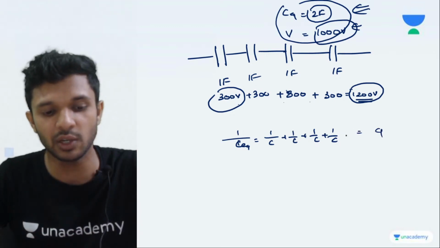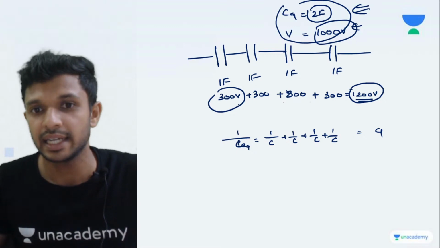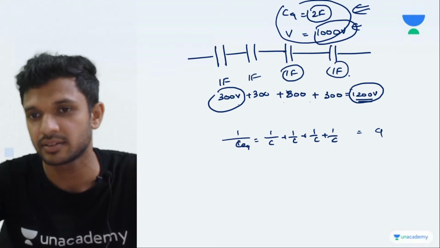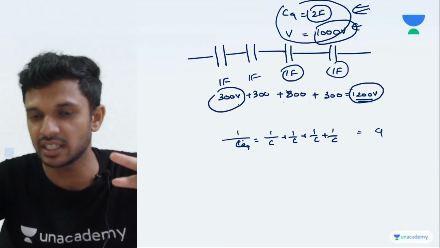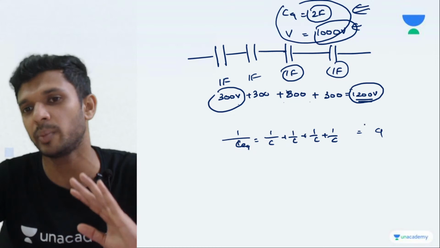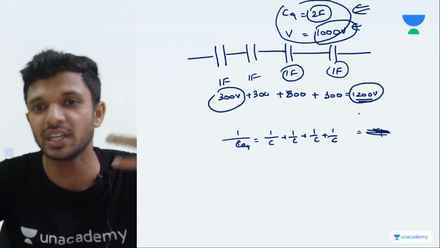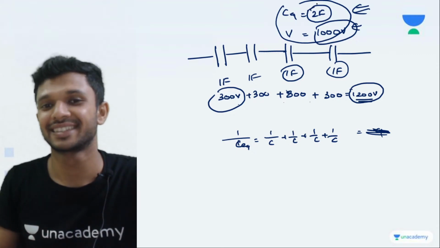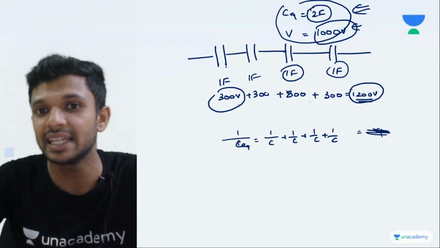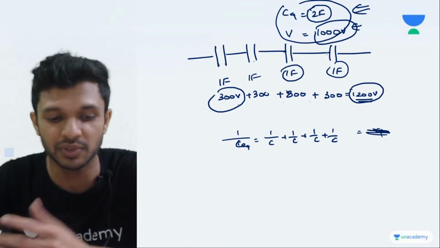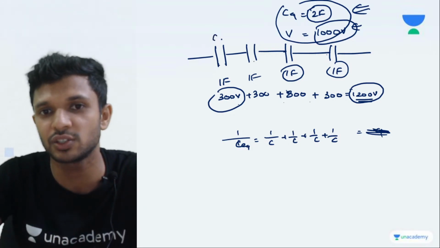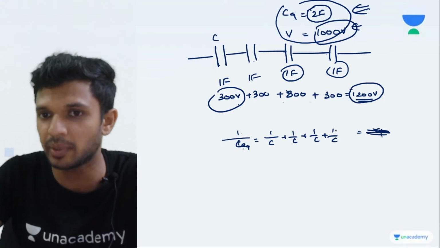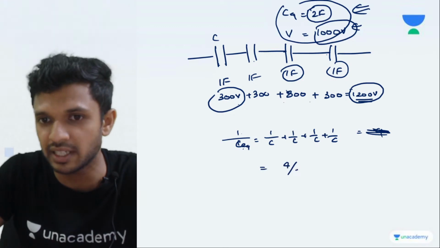This is 1 by C equivalent. So C equivalent will become 1 by 4 if you give the value for C as 1. If you take the inverse, it is 1 by 4. But we don't need 1 by 4. What we need is the value of 2 farad. So how is it possible? Let us take each as having a capacitance of C. So how much will be the equivalent in that case? 1 by C plus 1 by C plus 1 by C plus 1 by C. How much is it? 4 by C.